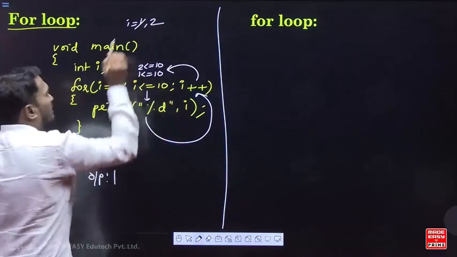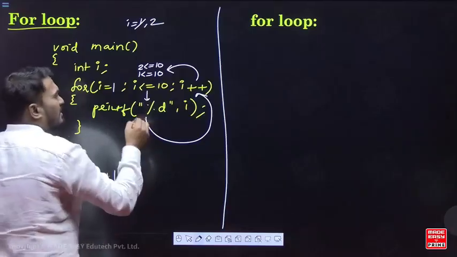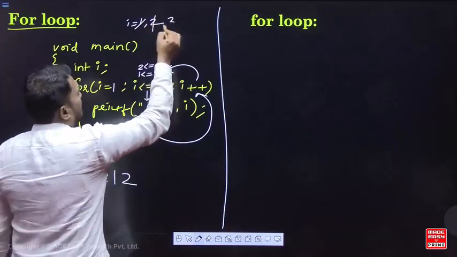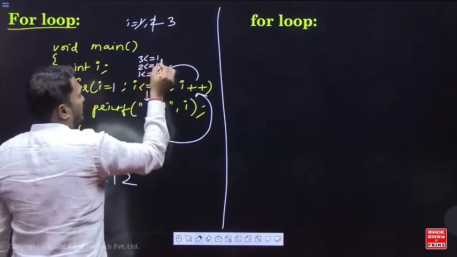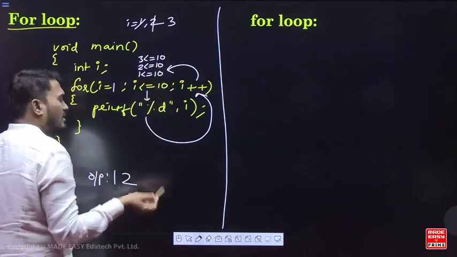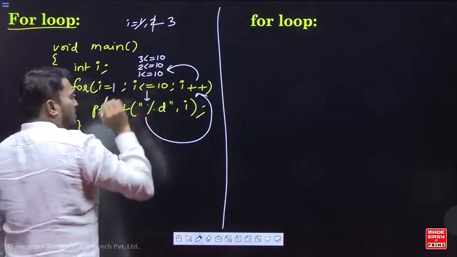Printf percent I. What is I value? 2. And next I plus plus. So I value becomes what? 3. And now again you check the condition. So 3 less than or equal to 10. True or false? Condition is true. If the condition is true, you go inside.